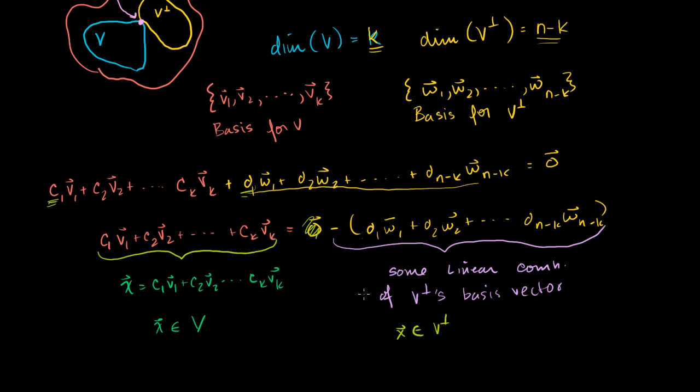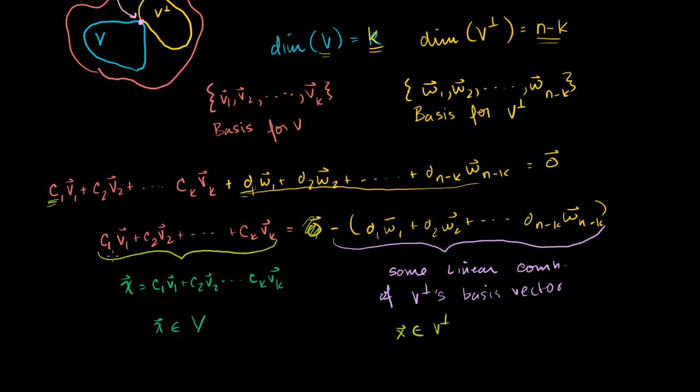Let me just review this, because it can be a little bit confusing. I just set up this equation right here. We know that there's at least one solution, all of the constants equaling 0. Anyone could do this. Now I subtracted all of the yellow terms from both sides, and I got this equality. The left-hand side of this equality is linear combinations of the basis vectors of V. So any linear combination of the basis vectors of V is going to be a member of V. That's the definition of basis vectors.